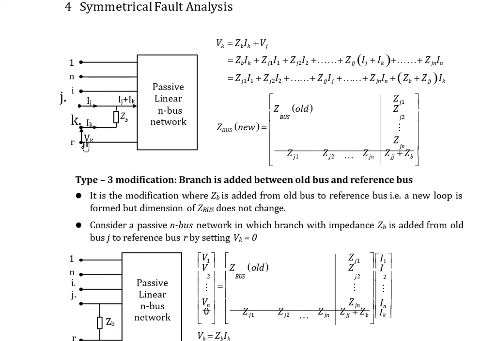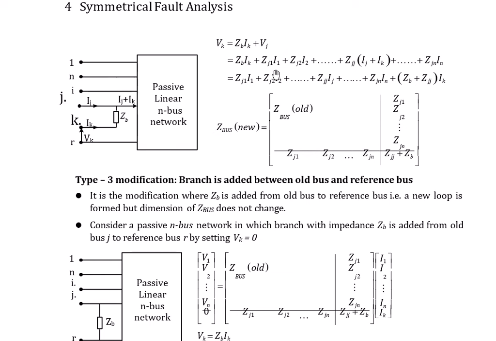Now our branch ZB is added between a new bus K, and our old bus is J. Now what will happen? Our equation will change. VK is equal to ZB into IK plus VJ, because the branch is added with the bus J. So now the equation of VK is changed.